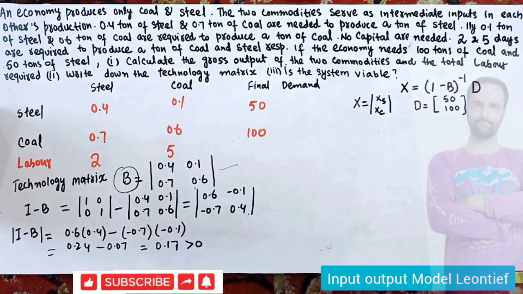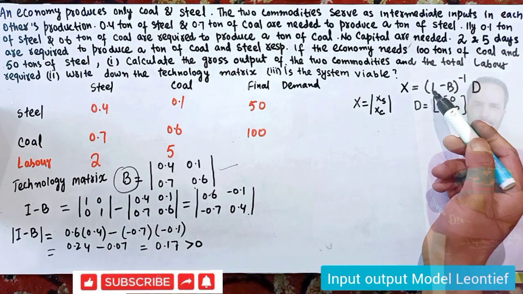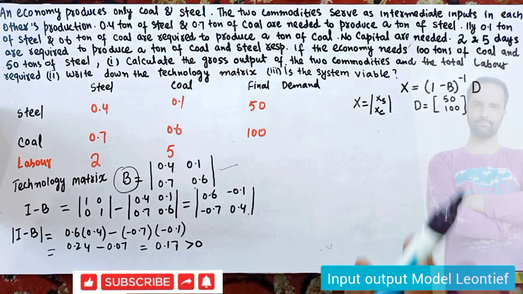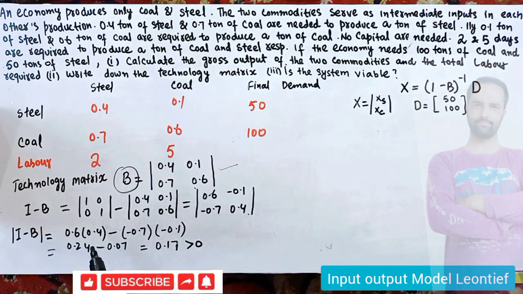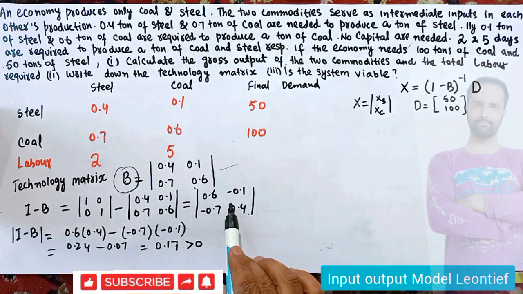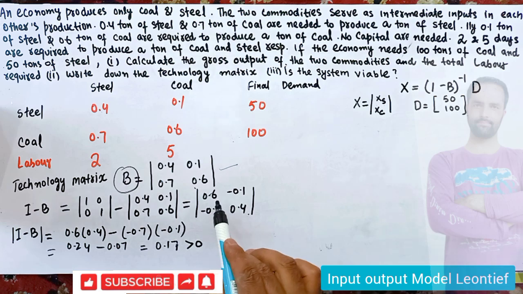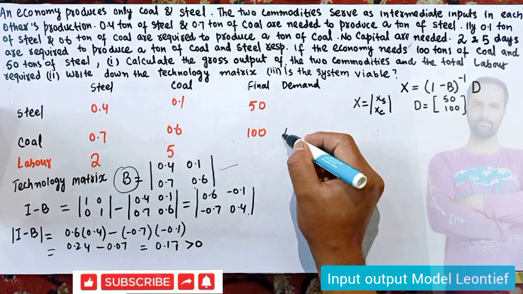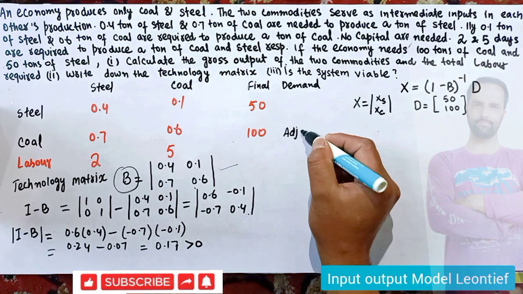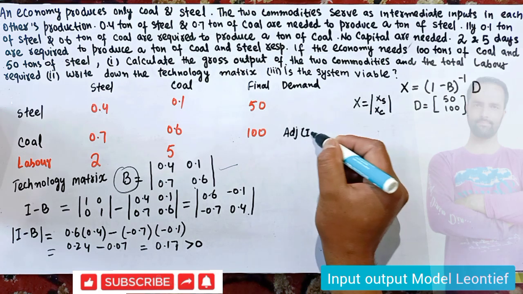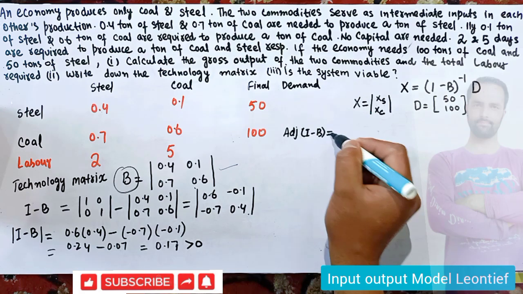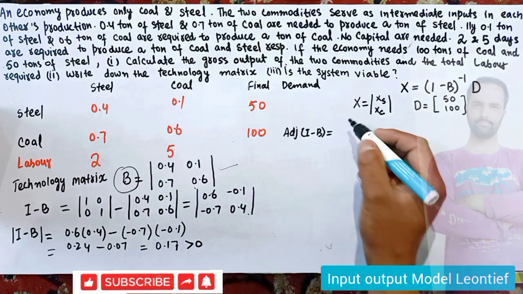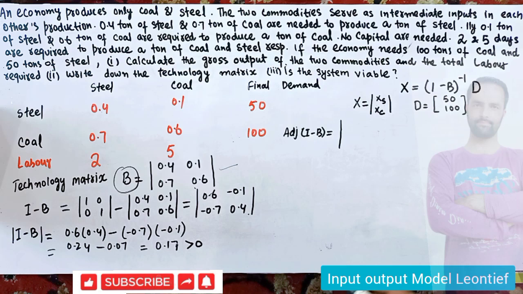Now let's find out the gross output. So we need to find I minus B inverse. Okay, so we got this I minus B matrix. Now to find the inverse of this, we need to first find out the adjoint. So the adjoint of I minus B is being given simply.